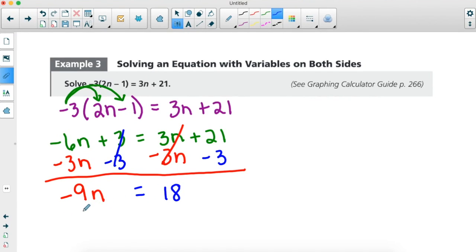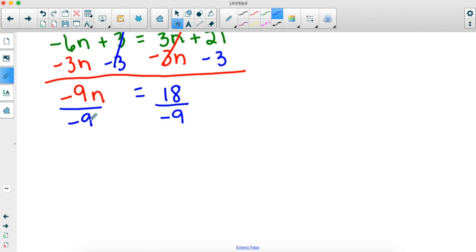So I want n alone, so I'm going to divide both sides by negative 9. Then the negative 9s cancel each other out. You have n alone. And then 18 divided by negative 9, which is negative 2.